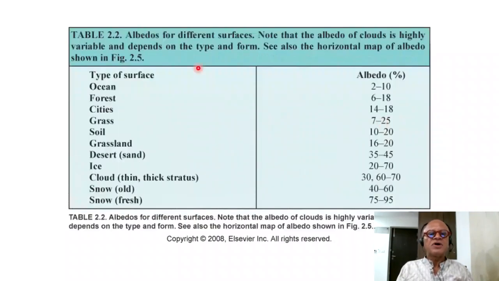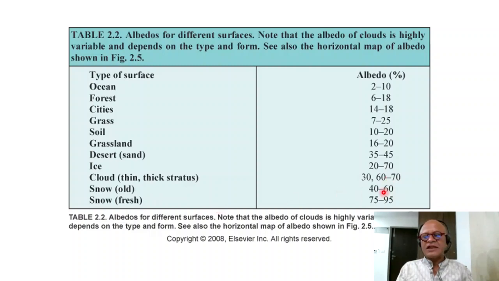Okay, so albedos for the Earth: ocean depends on the angle of the sun. Forest 6 to 18%, cities 14 to 18%. So just look, relatively speaking, desert is much more reflective, soil is not, forest is not. Clouds can be very reflective or not, depending on their depth, how tall they are, what is the temperature at the top of the cloud, and so on and so forth.